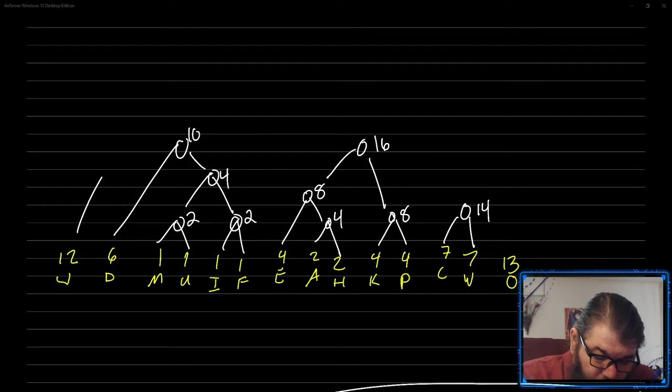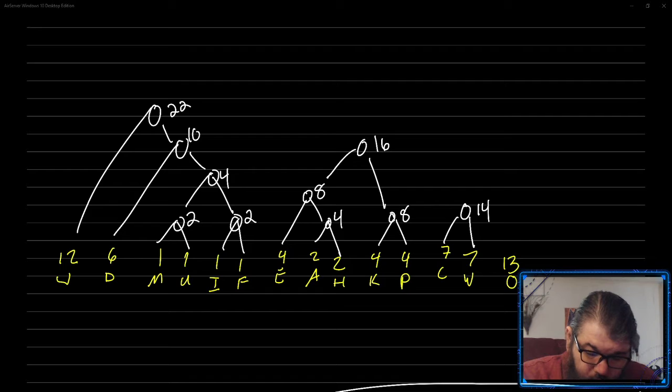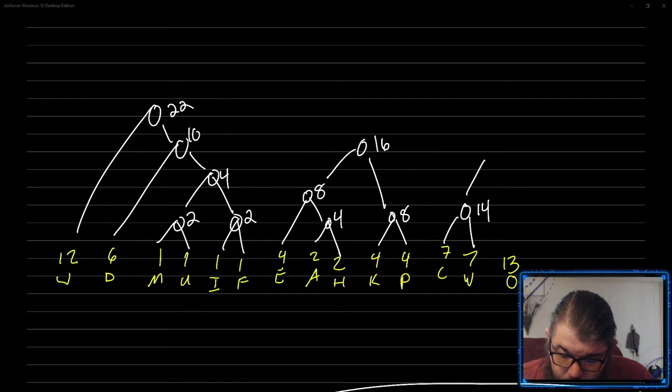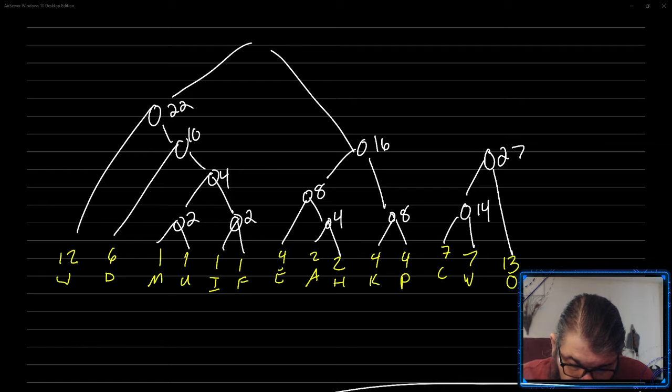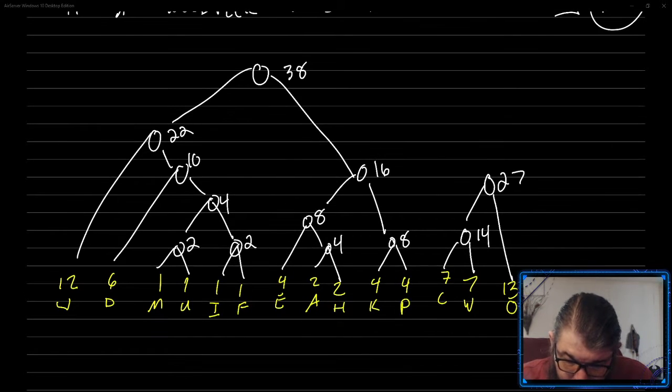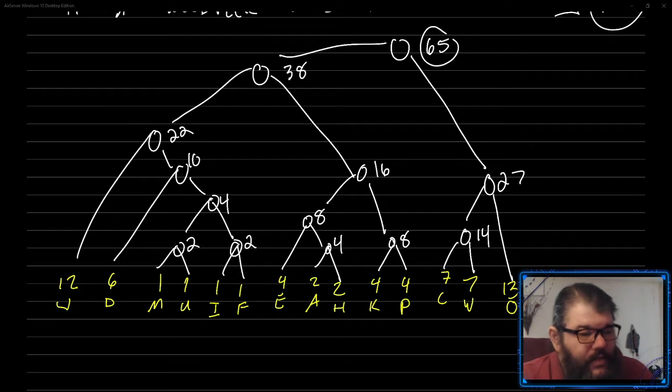Looks like 12 and 10 are the smallest now. We combine those and get a 22. 13 and 14 combine to give 27. 16 and 22 combine here to give us 38. And then 38 and 27 combine to give us 65. And it's good that we get 65 up here because that was the length of our original message.